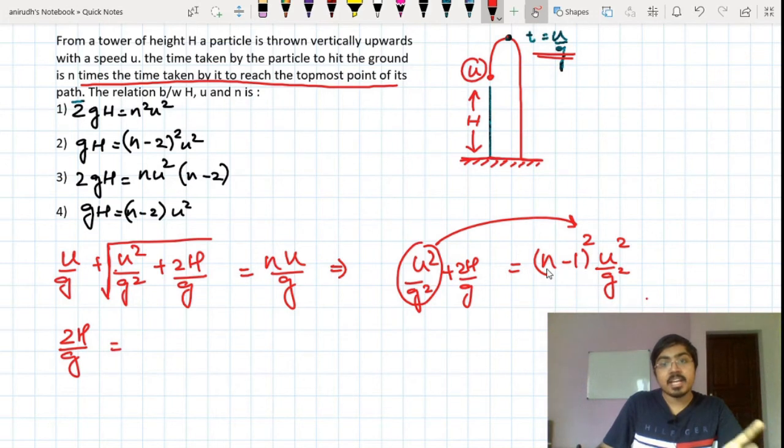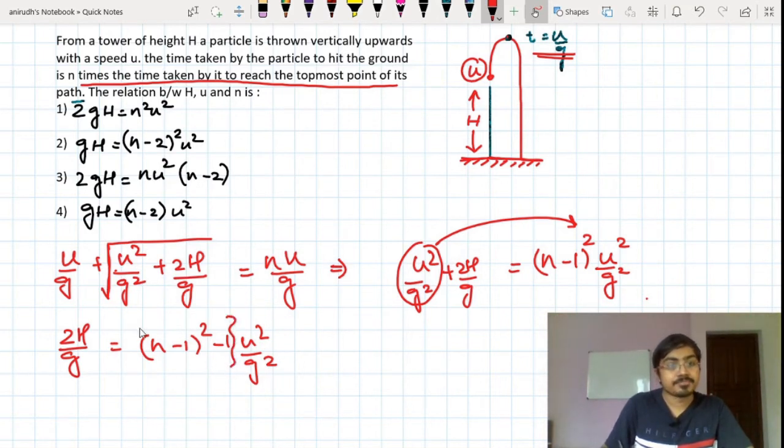how much will this be? n minus 1 whole square minus 1. So this will be n minus 1 the whole square minus 1, u square divided by g square. Okay, so this is the value which is coming in the RHS side.